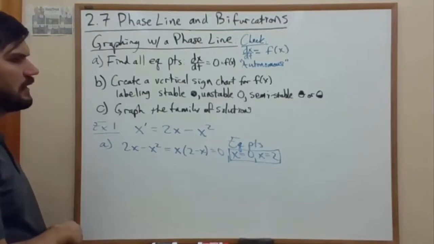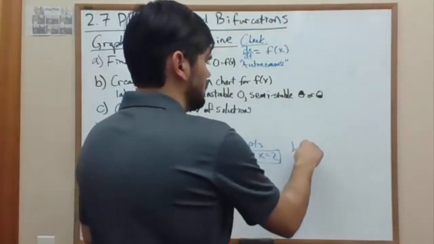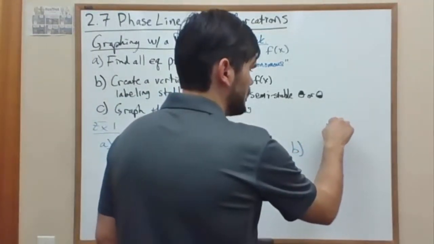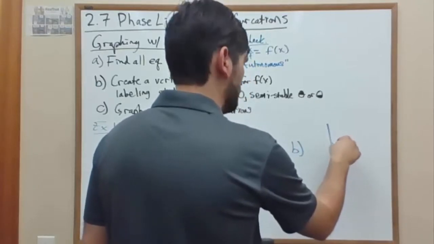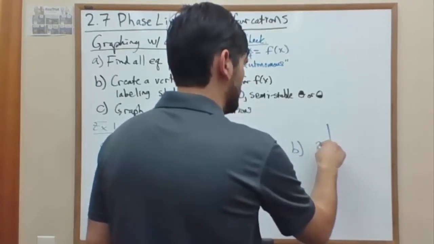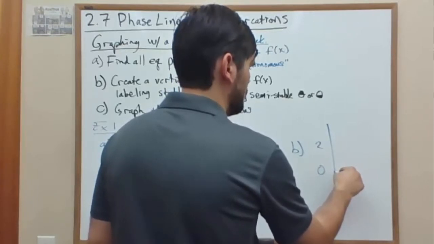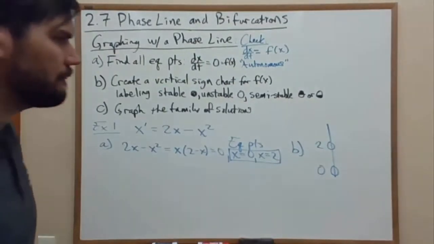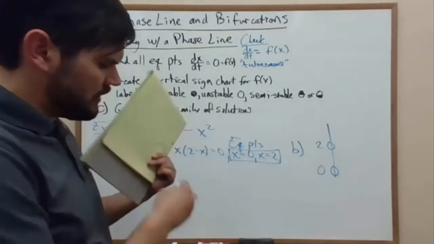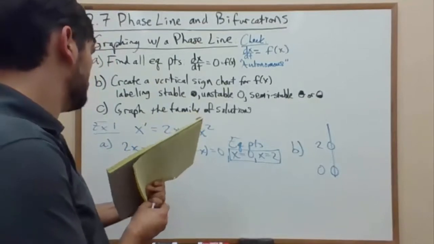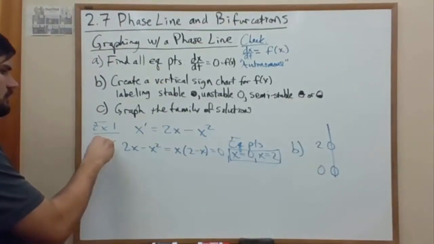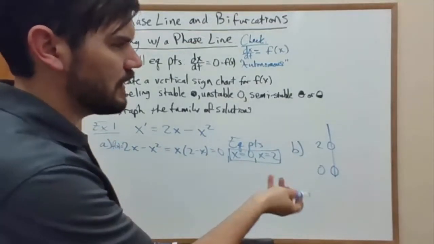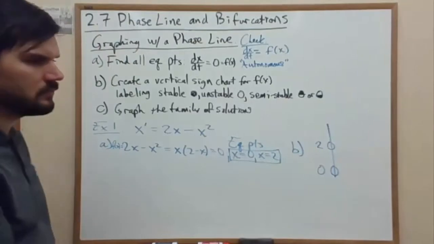So part B, we create a vertical sign chart. What does that mean? Well, a sign chart is simply when you have a function, you find its roots, 2 and 0. We'll put some open circles for now, and then we'll fill them in as needed. We want to check the sign of this function, f of x, by plugging in some values of x above, in between, and below.